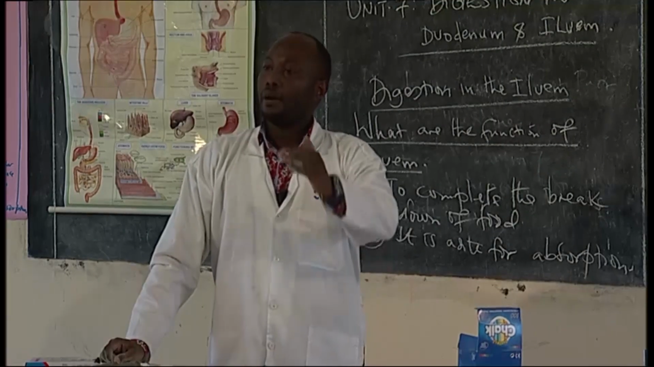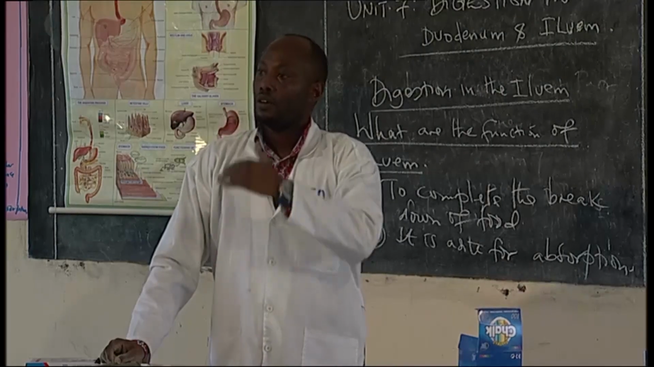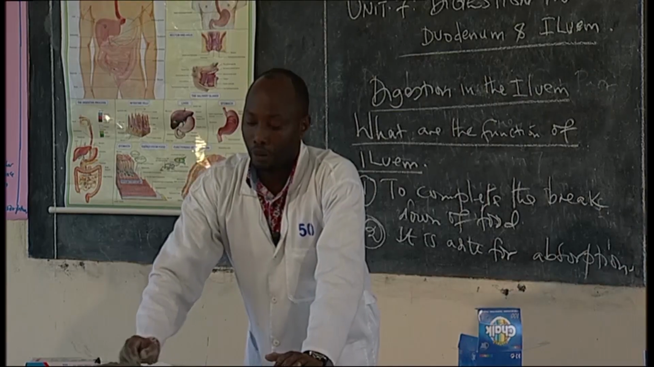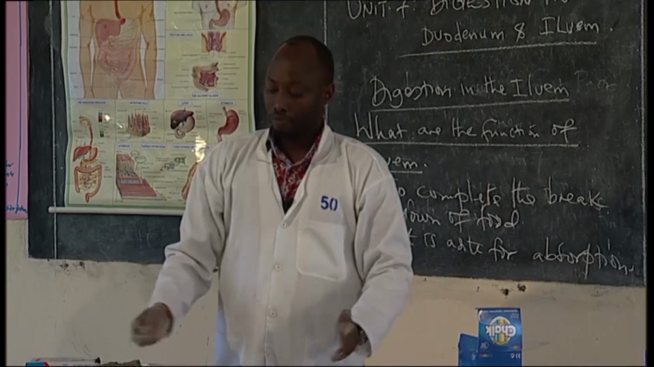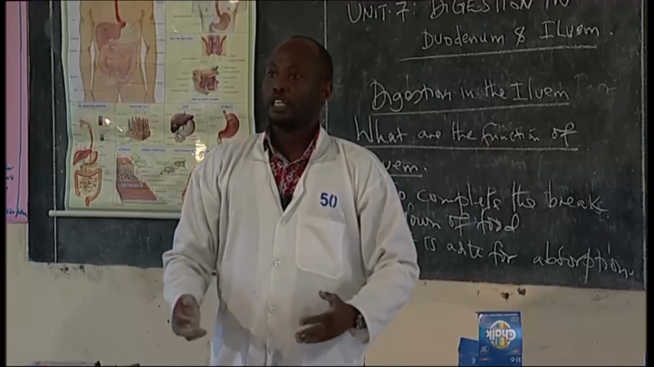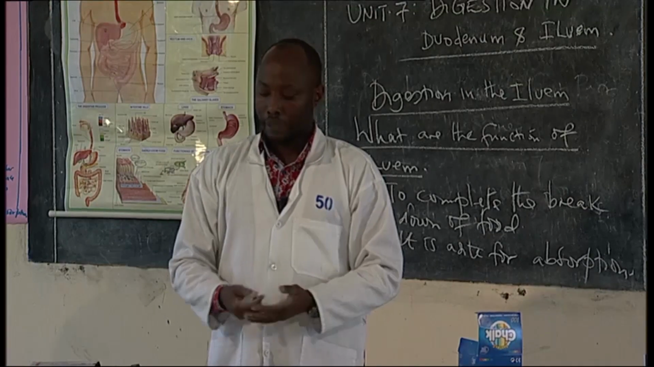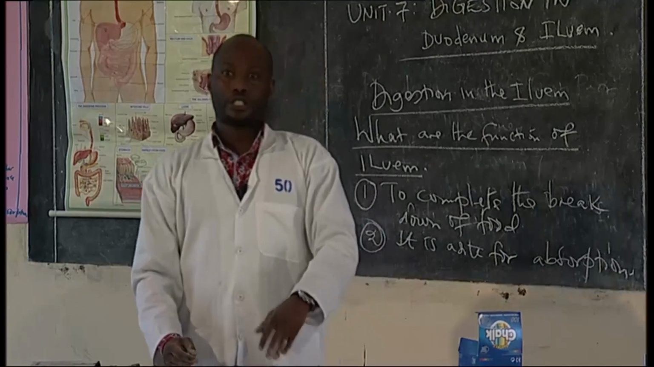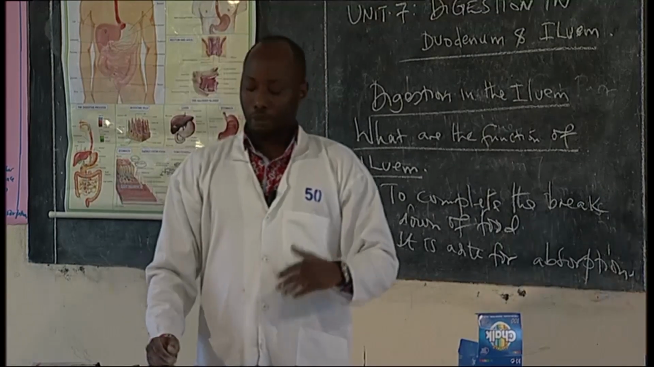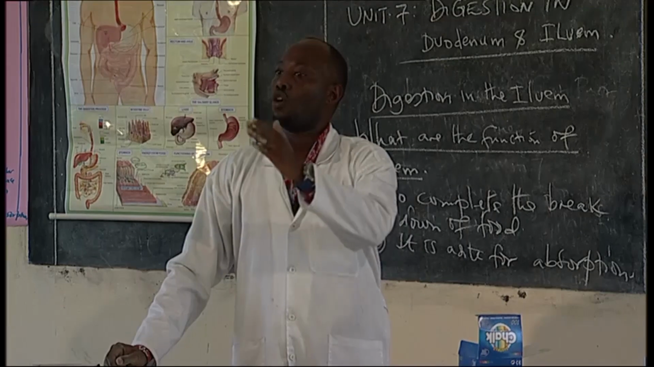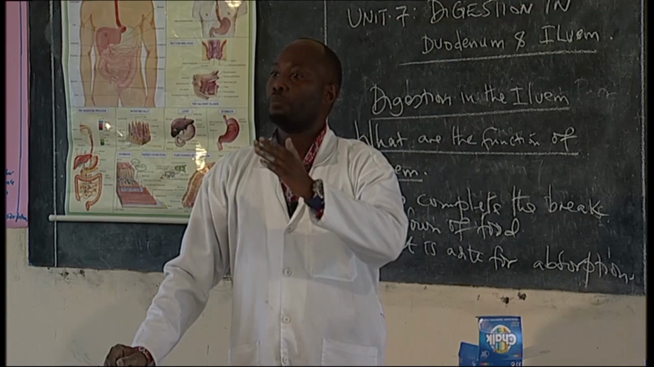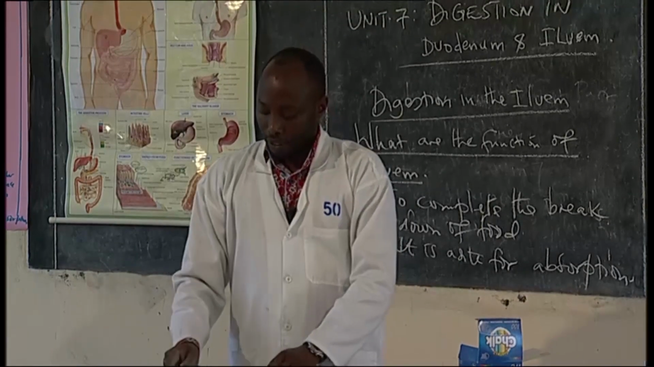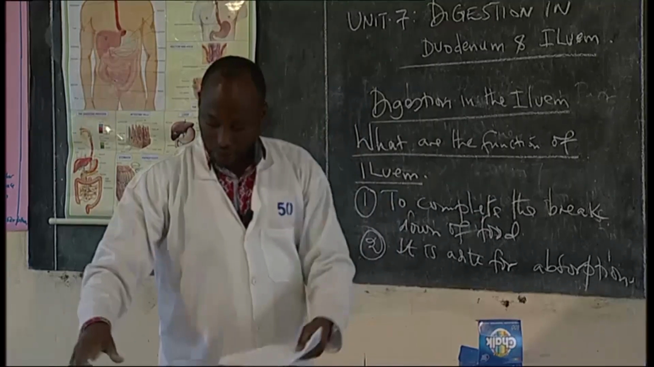And in the lining of the small intestine, we have what we call the epithelial lining, which normally has special cells. These special cells are called goblet cells, which normally secrete mucus. This mucus is very important to protect the wall from being attacked by hydrochloric acid. All right. So write the function of it.